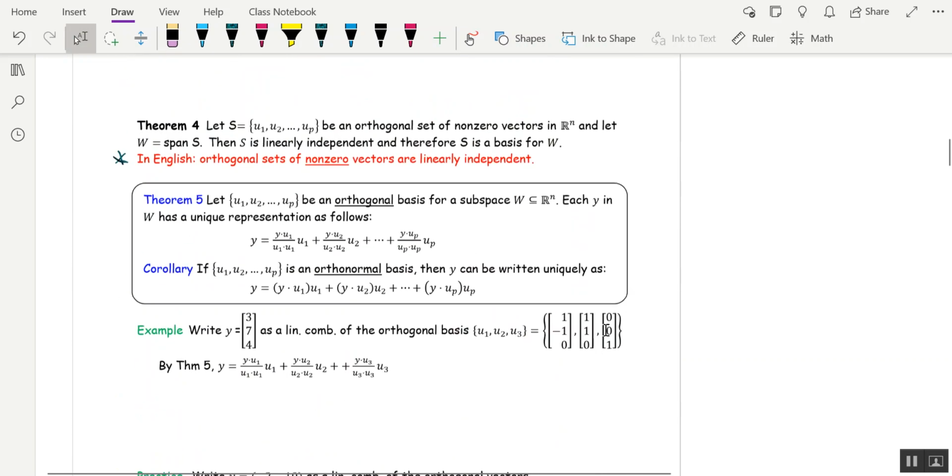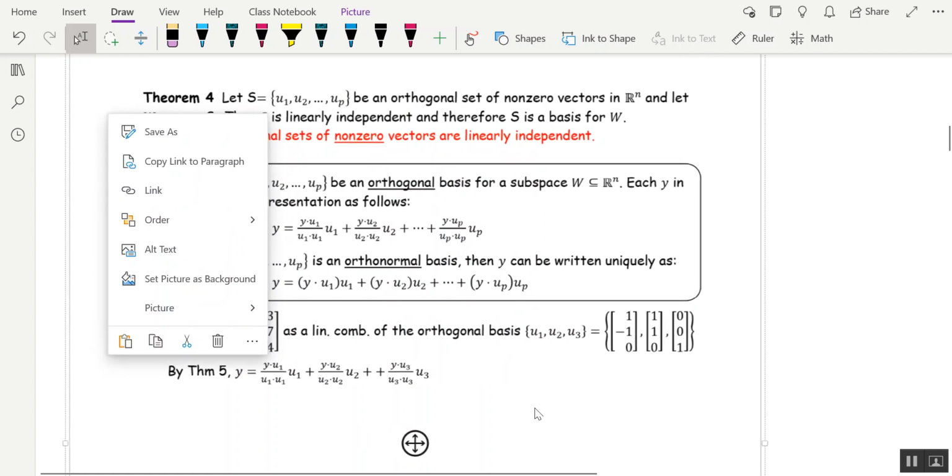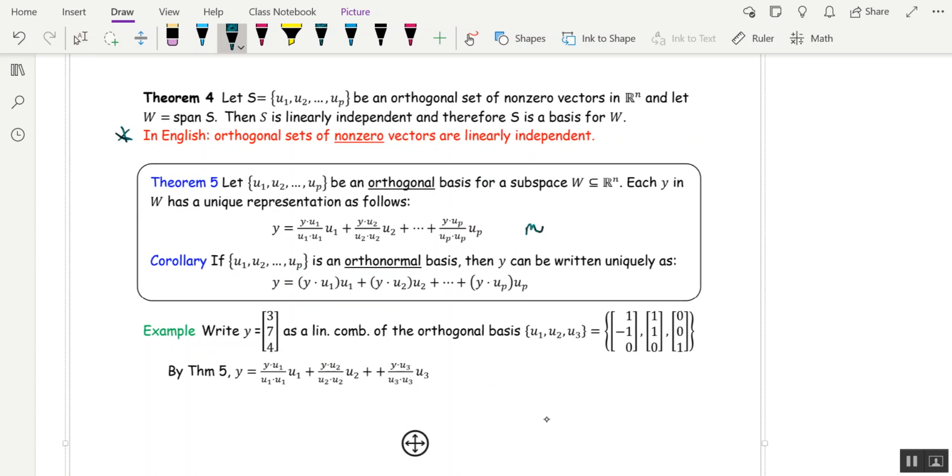Let's go back to theorem 5. If you've got an orthogonal basis for a subspace W, each vector y in W has a unique representation as follows. And here's a formula, and yes, you do actually have to memorize this, and you're going to use it so much that it won't be too tough to memorize.